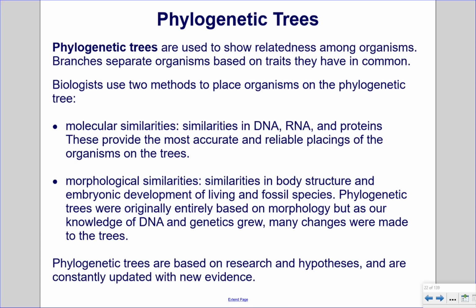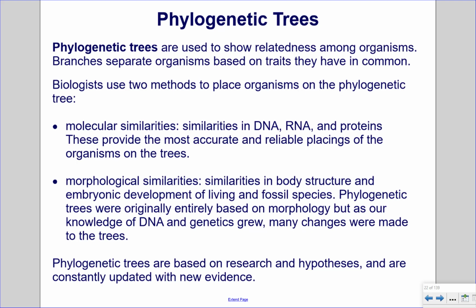Phylogenetic trees are used to show relatedness among organisms. Branches separate organisms based on traits they have in common. Biologists use two methods to place organisms on the phylogenetic tree: molecular similarities, which are similarities in DNA, RNA, and proteins. These provide the most accurate and reliable placings of the organisms on the trees.